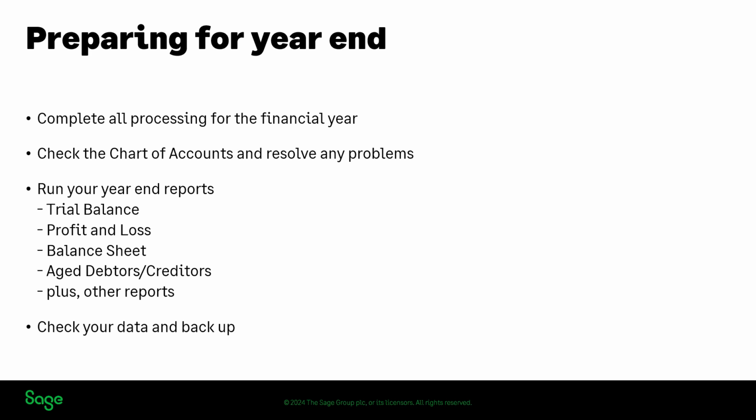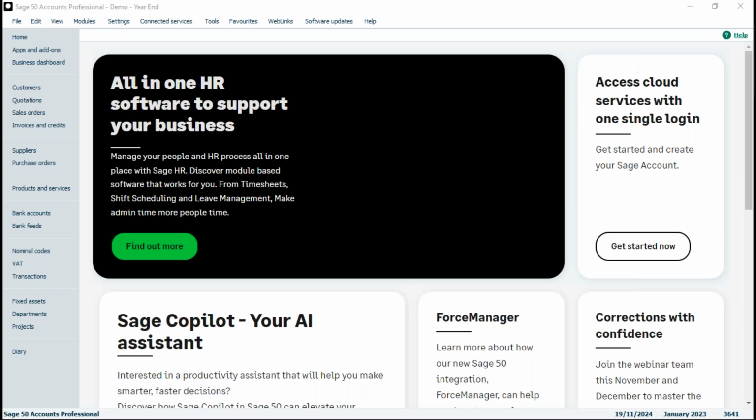So let's just have a quick look at some of those tasks. If I just switch across to my screen, you'll see my desktop in just a moment. So you should be able to see what I'm doing on my screen. I'm in Sage 50. Today I'm using version 30. The process that I'm going to be covering is pretty much the same on any version and any level of Sage 50 for that matter. I'll point out any differences as we go through.